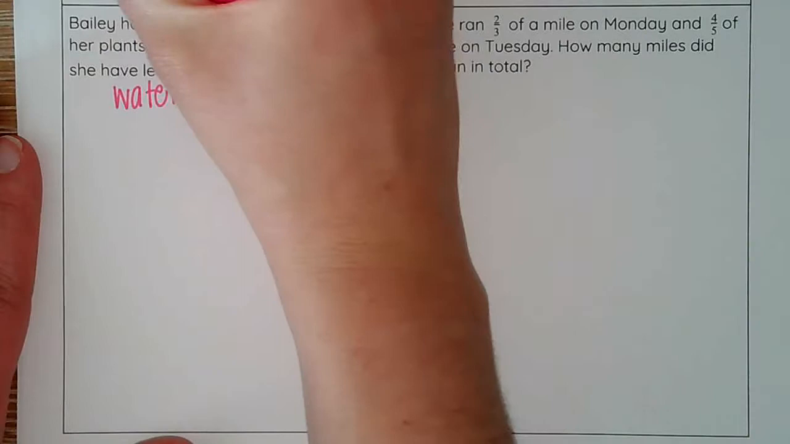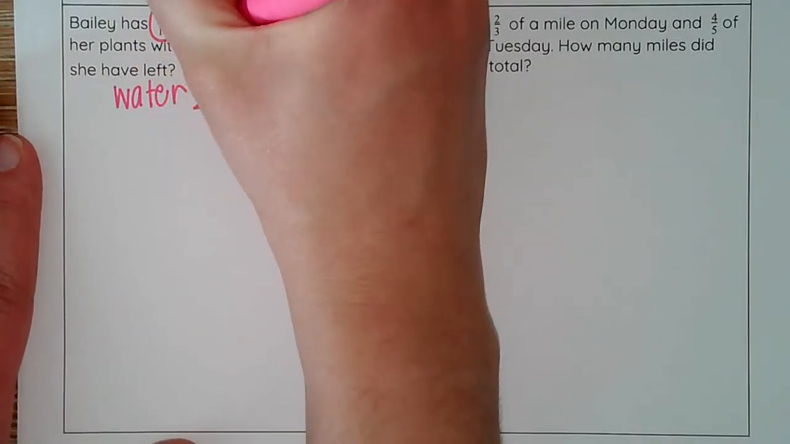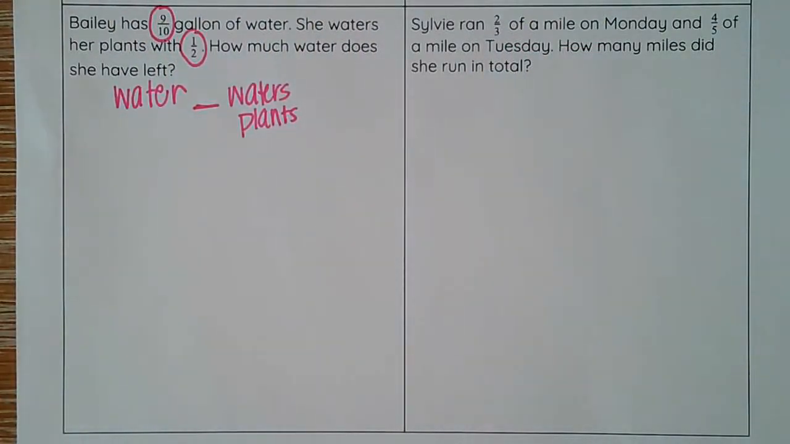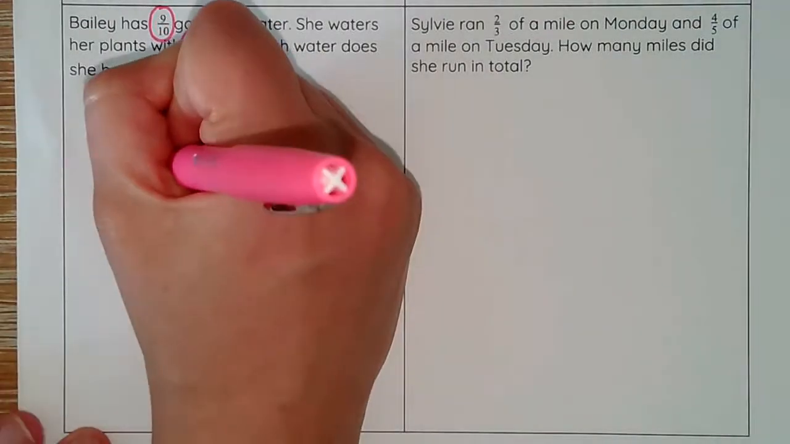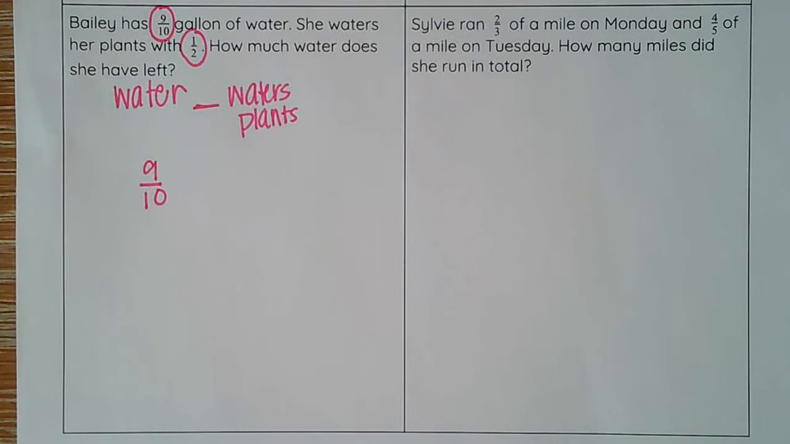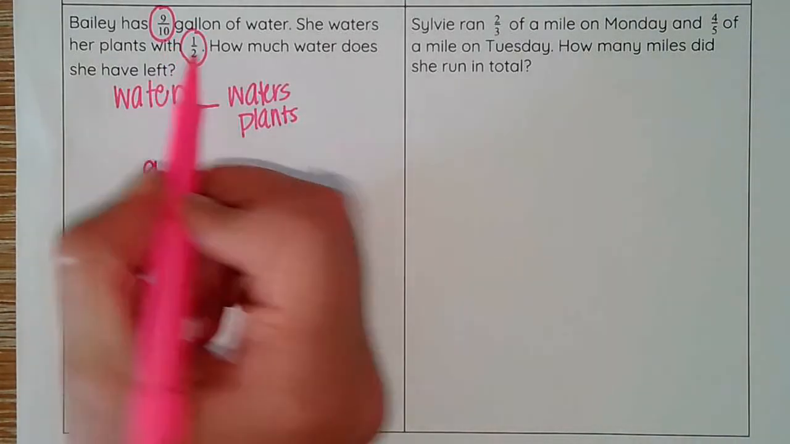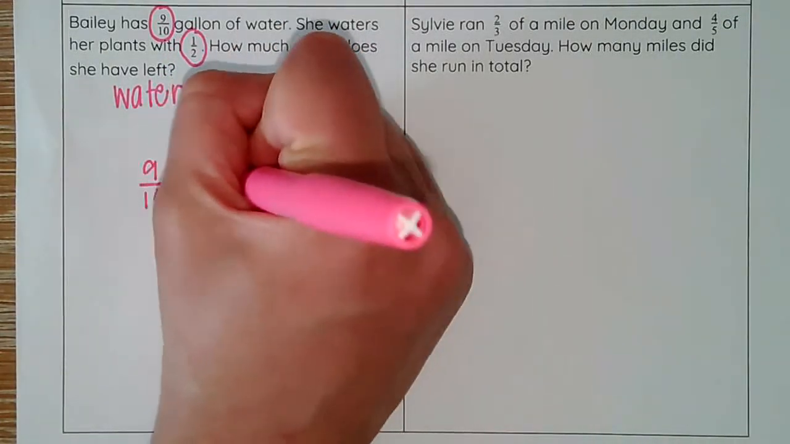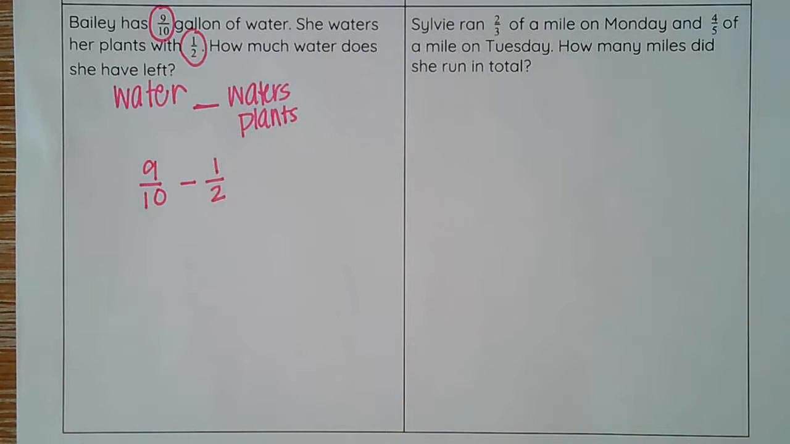Okay, so I've got 9/10 and 1/2. I start with that 9/10. So when I rewrite it as a math expression, I need to put my 9/10 first. That's what I started with. All right, and then she loses 1/2. So my number sentence here is 9/10 minus 1/2. Now, we cannot subtract these yet because they do not have the same denominator.